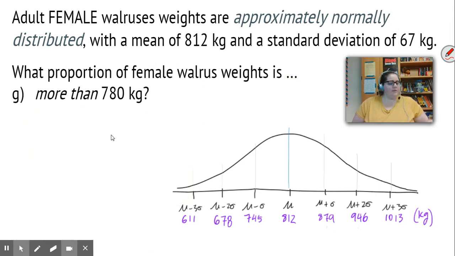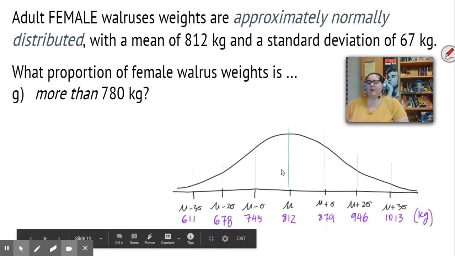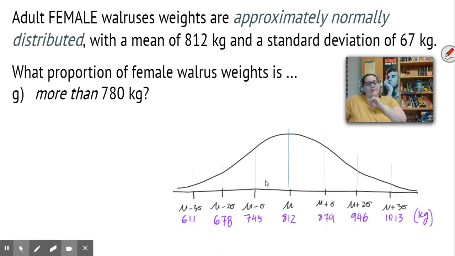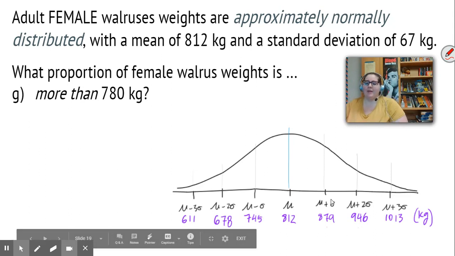All right, let's practice another one for funsies. So this one says, what proportion of female walrus weights is more than 780? So again, your first step is to draw your normal model. When you are drawing these on your paper, you're going to draw them separately for each question. Don't try to draw one and do the same thing.